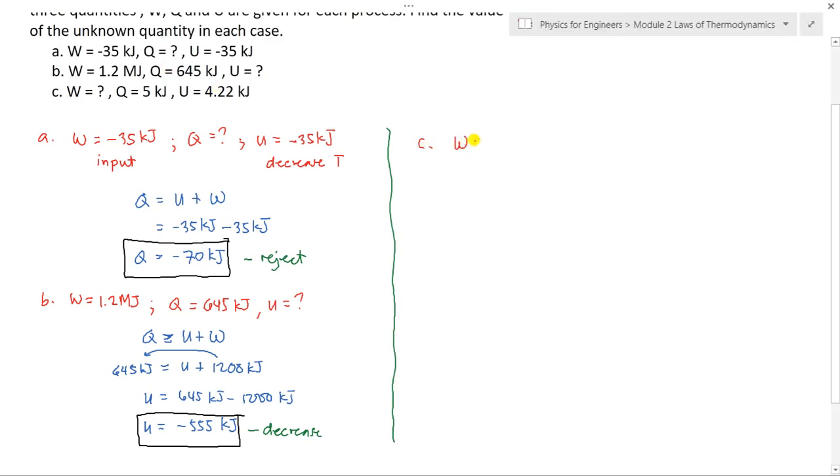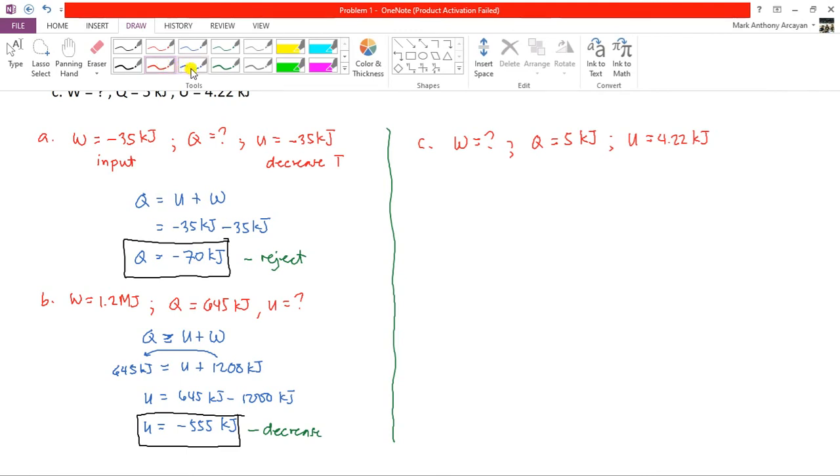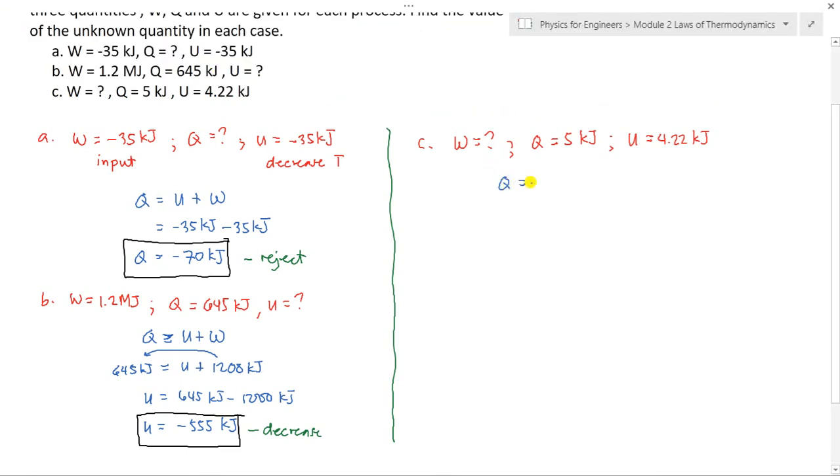So letter C, we have no work here. And we have Q equals 5 kilojoules. Then we have internal energy U equals 4.22 kilojoules. So here, using again the basic formula of the first law, Q equals internal energy plus the work. So substitute the values. Q is 5 kilojoules equals internal energy 4.22 kilojoules, plus work.